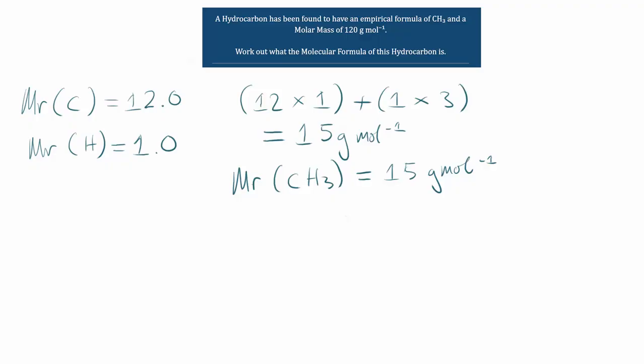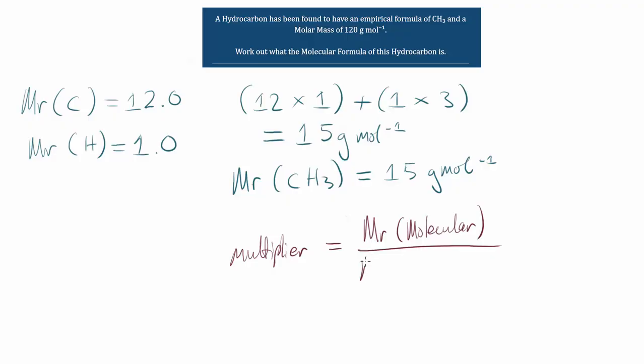So what formula am I going to rely on for determining the multiplier? Well, the formula I'm going to depend on here is, multiplier is equal to, and I'm going to abbreviate this slightly, it's effectively the molar mass of the molecular formula, right? So the MR of the molecular formula divided by the MR of the empirical formula, okay?